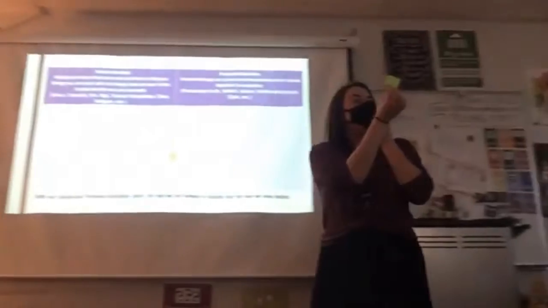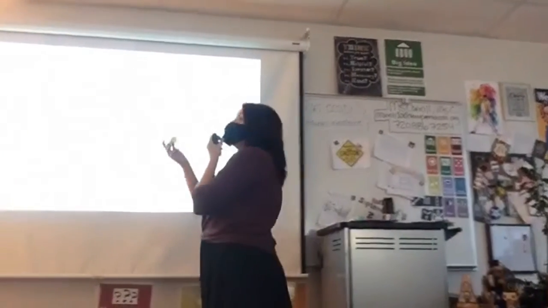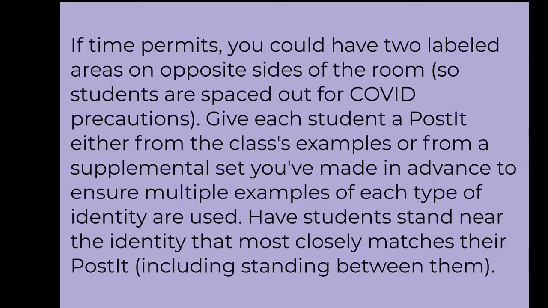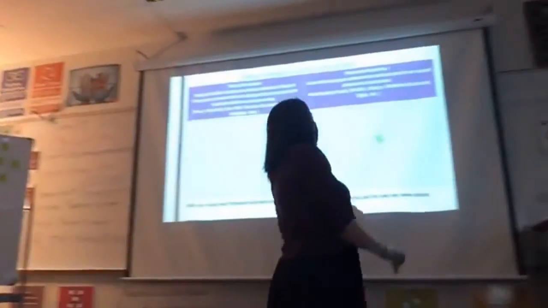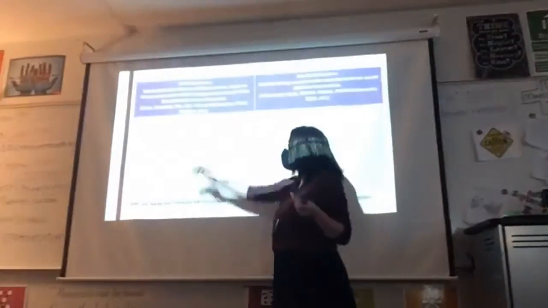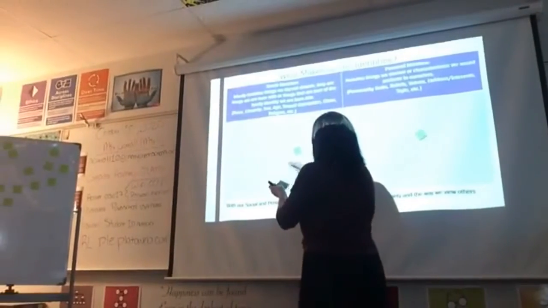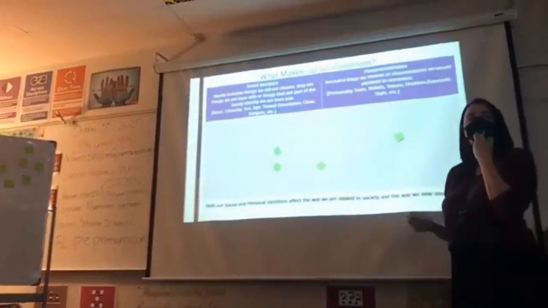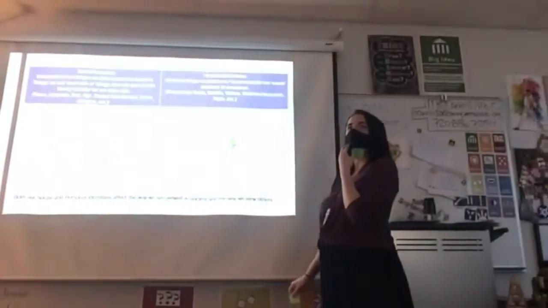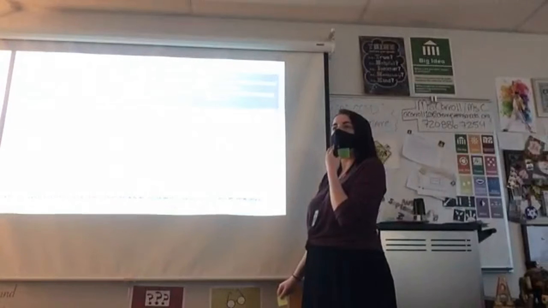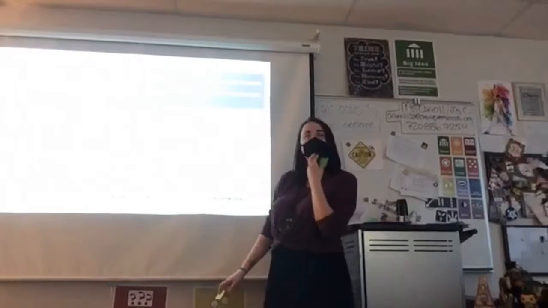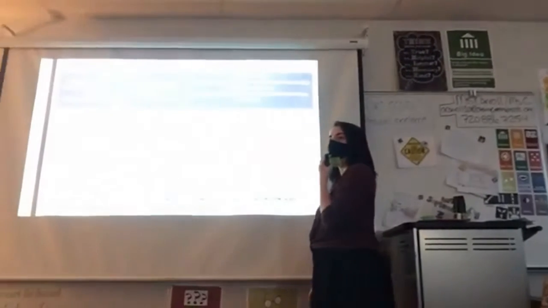Outfit. Where would you put outfit? Personal. Good. All right. Race and ethnicity. Which one would you put that one? Social. Social. Good. Here's another ethnicity. Posture. Personal or social, so both. Because you have social identity with your posture.